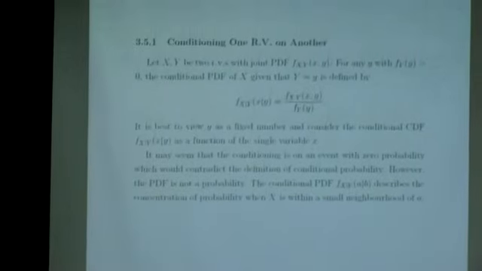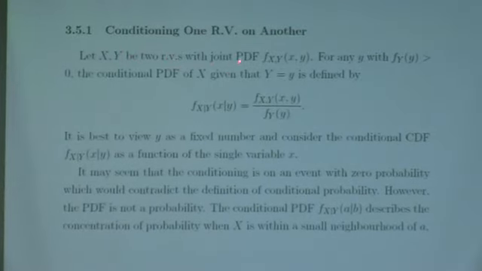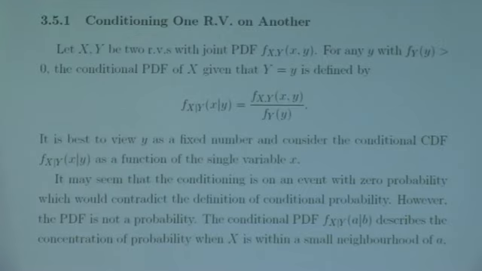Okay, let X and Y be two random variables with the joint PDF f_XY. For any y with positive density, f_Y(y), the conditional PDF of X, given that Y is fixed at value y, is defined by f_{X|Y} equals f_XY divided by f_Y(y). Okay, so just like we do in PMFs, we find the conditional density by dividing the joint by the marginal.